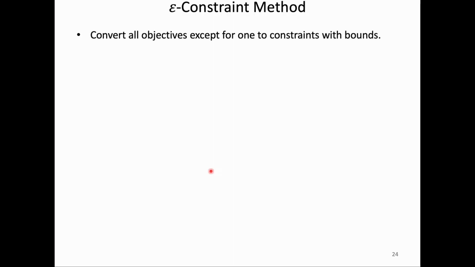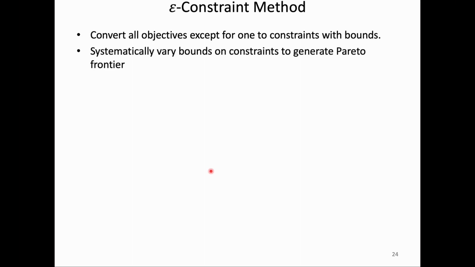Let's have a look at the epsilon constraint method. This maintains linearity, but it is also capable of finding all points on the Pareto frontier, at least for the class of problems that we're talking about. The basic idea is to convert all objectives, except for one, to constraints. And we put bounds on these constraints, and we systematically vary these bounds to generate new non-dominated points that are part of the Pareto frontier.